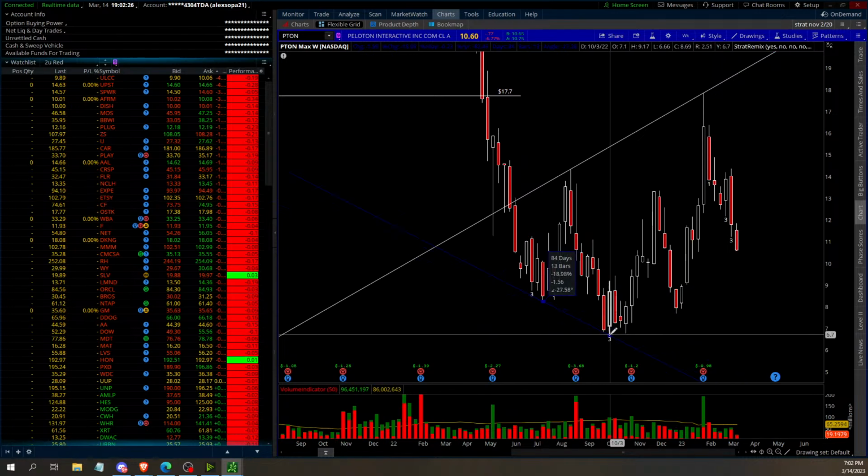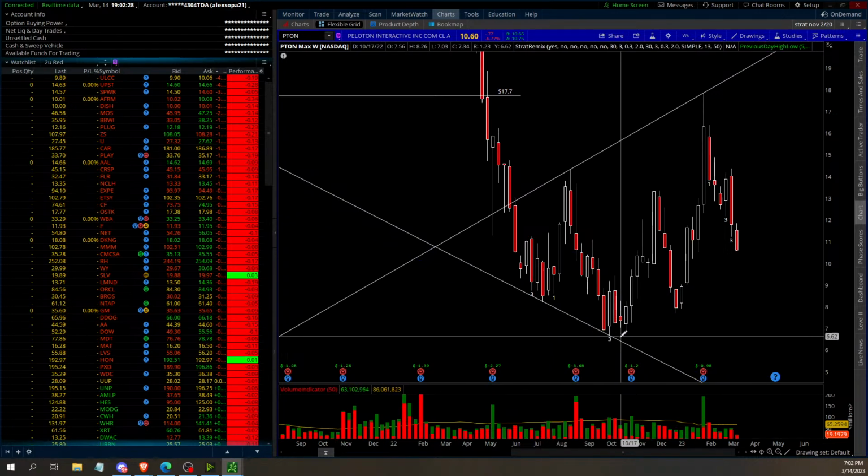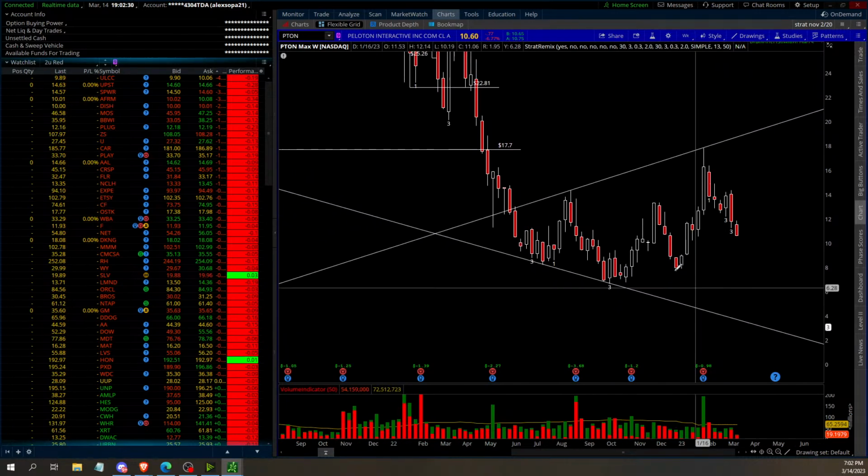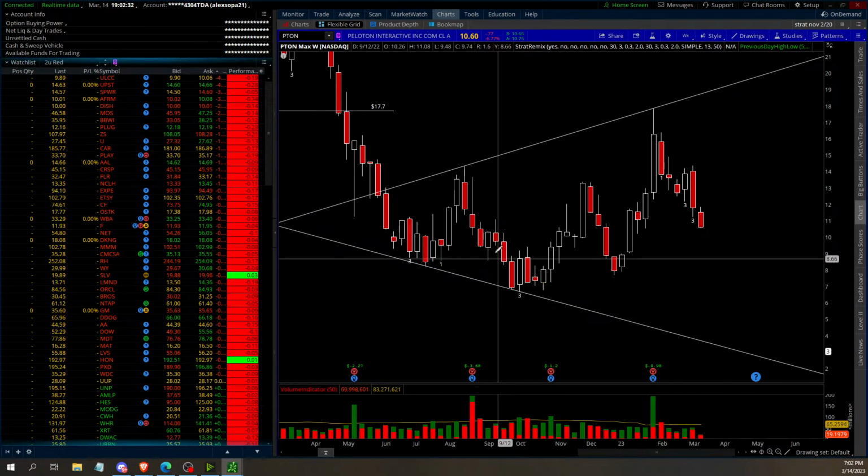And this one has a beautiful broadening formation, and the puts are really cheap. So I'm probably going to re-enter that one tomorrow if I'm allowed to. But yeah, so it's going to 660.